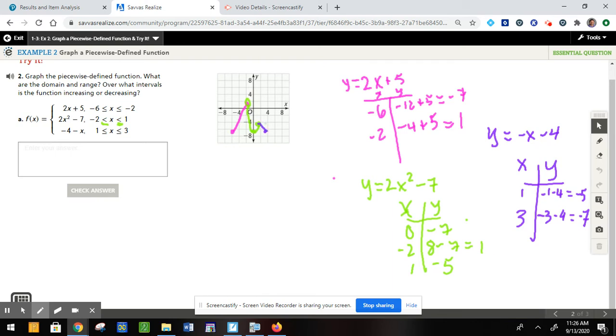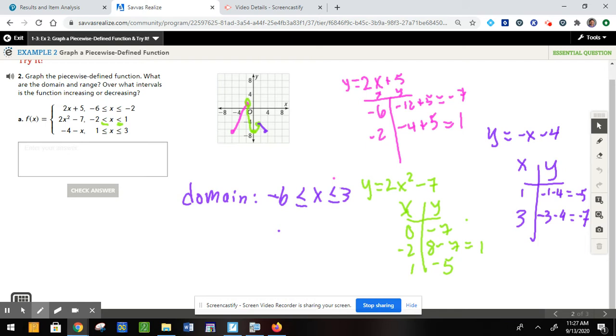Okay. If we want to talk about domain and range of that function, well, the domain of that function is all right, so it's from -6 on the left to 3 on the right. So I'm just going to write it as a compound inequality. If you need interval notation, it'd just be brackets around -6 and 3.